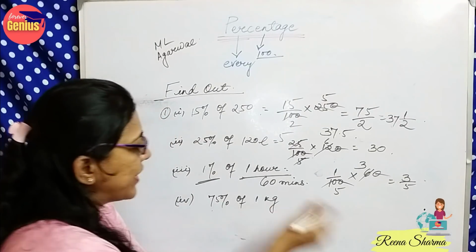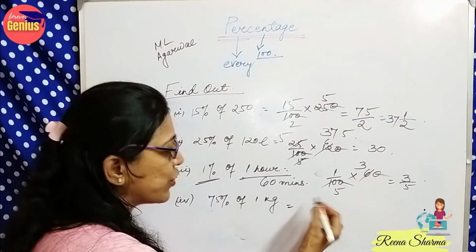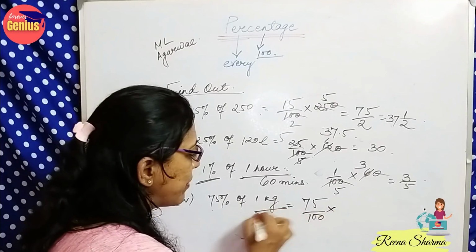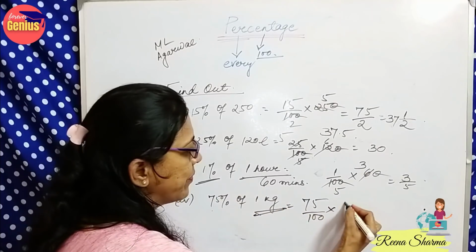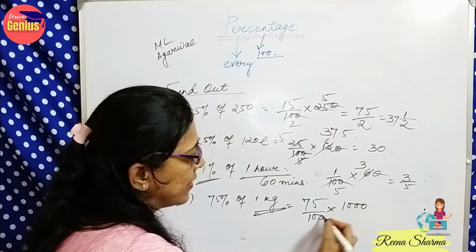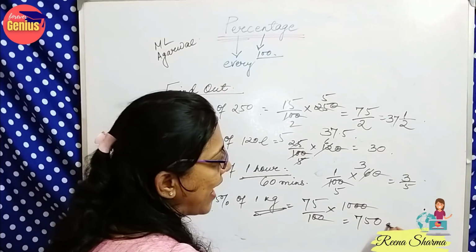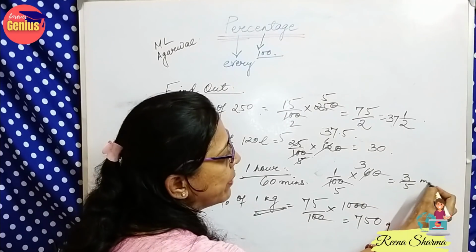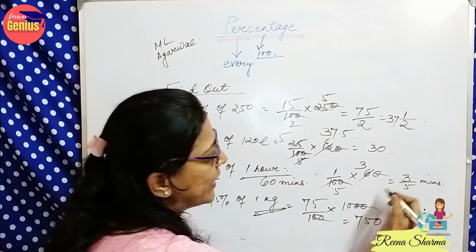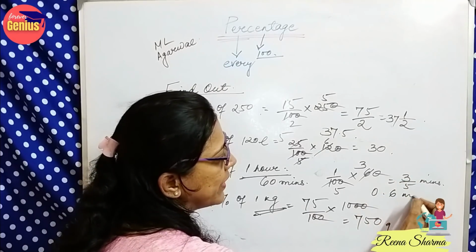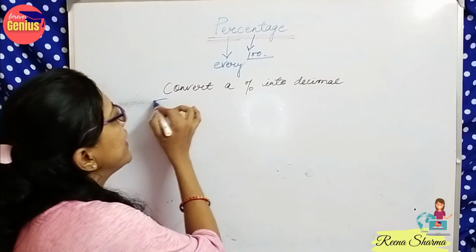Now 75% of 1 kg. This is equal to 75 by 100. Again this will be converted into grams. That is 1000. So this is 750 grams. Here also, like minutes, we will also divide it like 0.6 minutes.